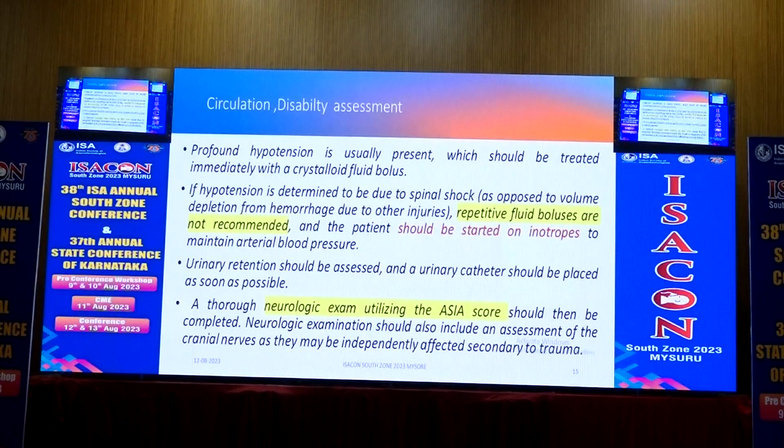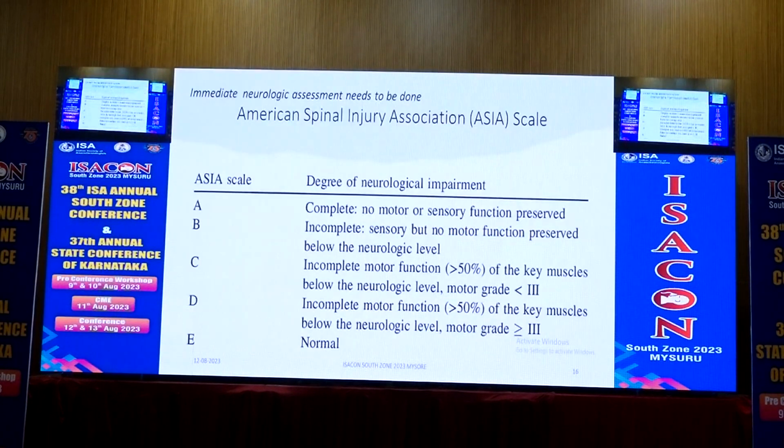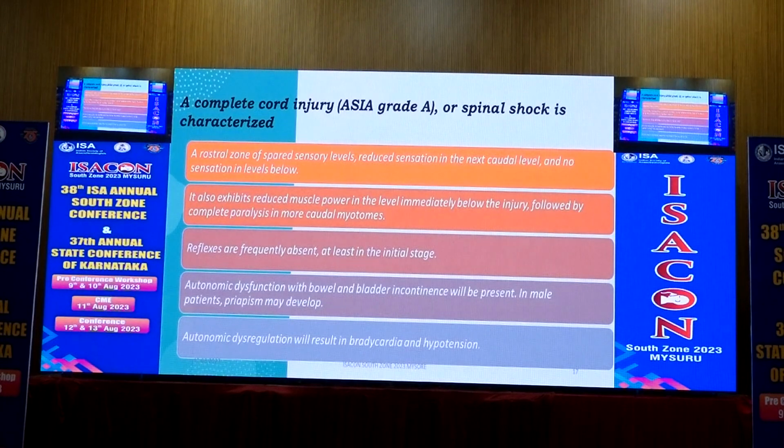The next step will be your neurological examination using the American Spinal Injury Association score. So in this, we have to classify which grade our patient belongs to. Most of the times patients with spinal shock will belong to grade A, where there is complete loss of motor and sensory function. And as I told earlier, below the level of injury there is going to be no sensation, as well as your motor function is lost, and most of the times reflexes are frequently absent in the initial stage, and your reflexes will start gradually appearing at later phases of the spinal shock. And autonomic dysfunction, bowel and bladder incontinence will also be present, and they will usually present with bradycardia and hypotension.